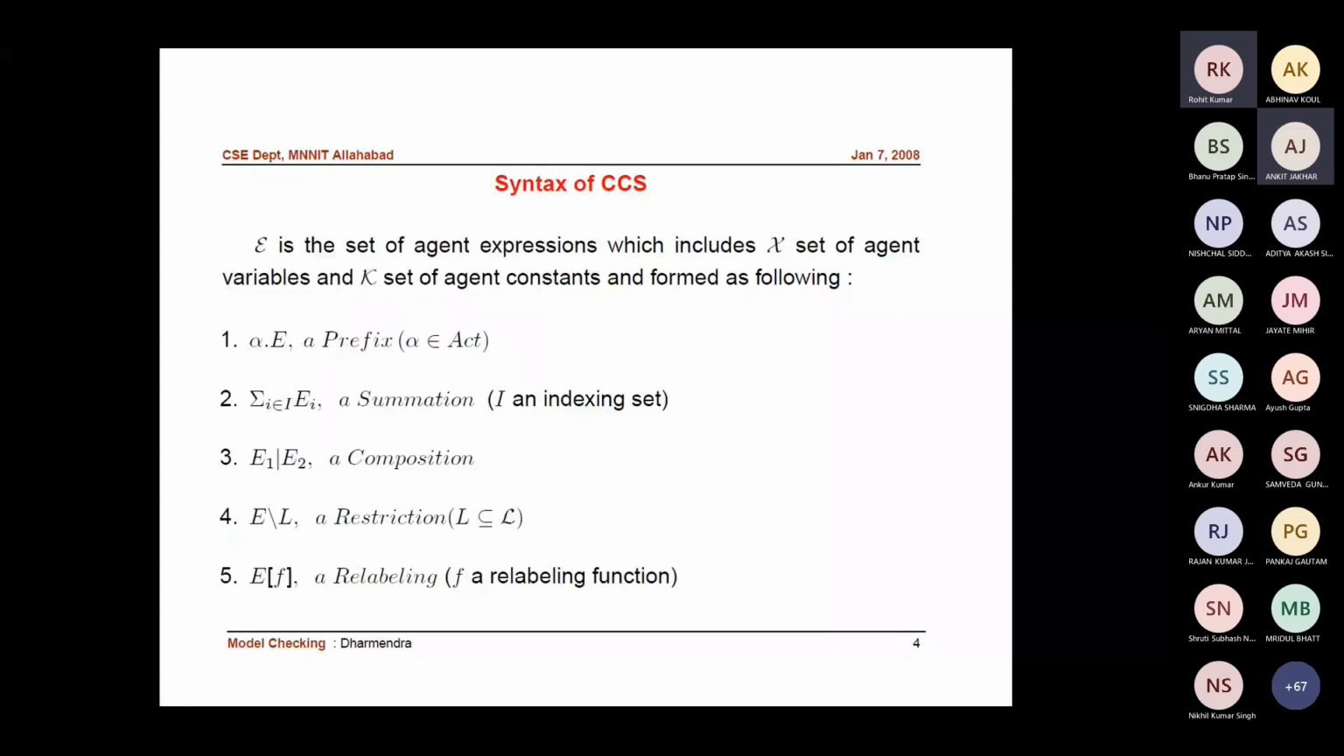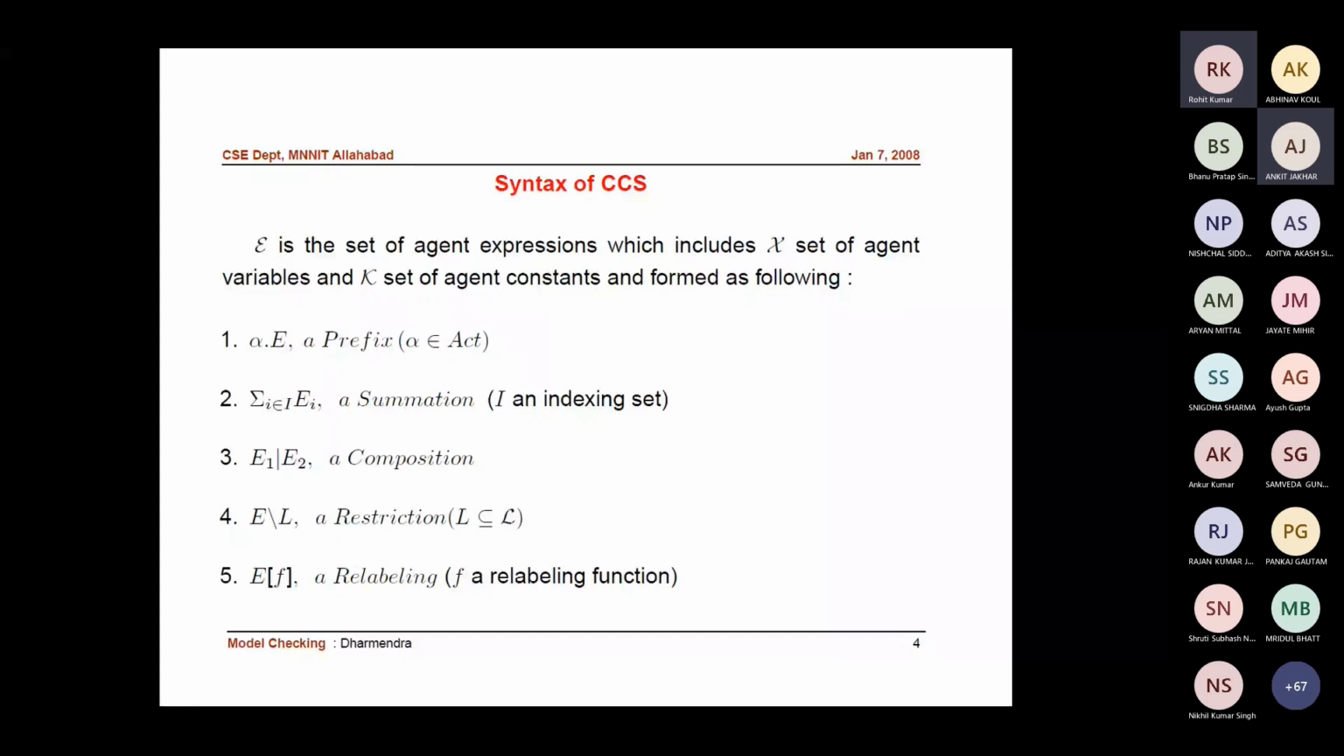Then there is the composition operator. E1 is going to be composed with E2. If there are two agents, E1 and E2 will become the composition. The system is composed of two things. And then there is E slash L. This is the restriction operator. Whatever actions are in L are restricted in E, so those actions are not going to be observable externally. F is a relabeling function. If you want to rename a certain action in a certain agent or expression, you can define a relabeling function.